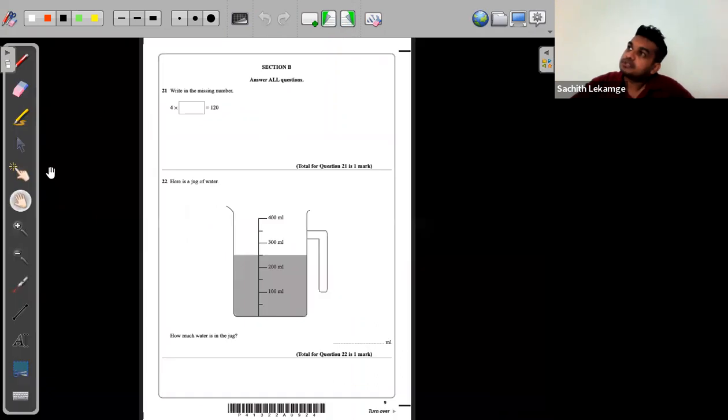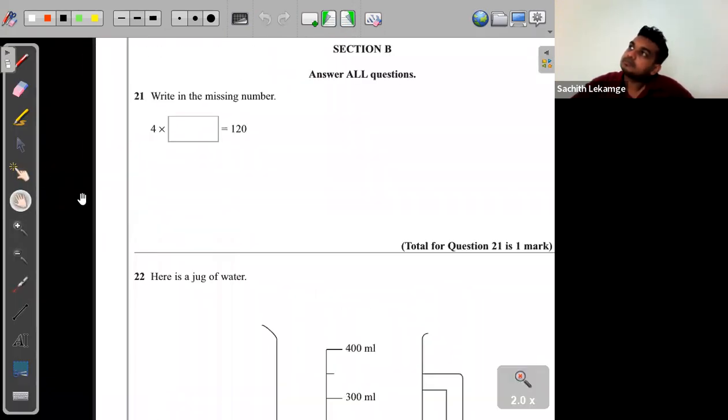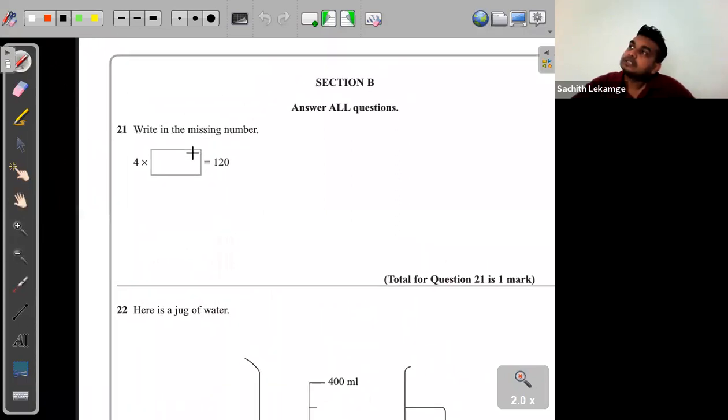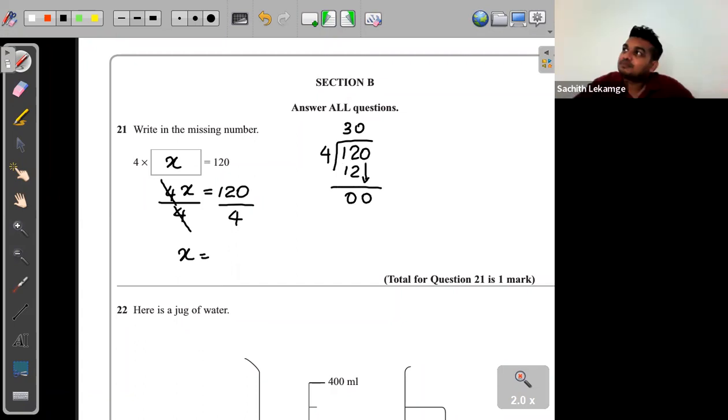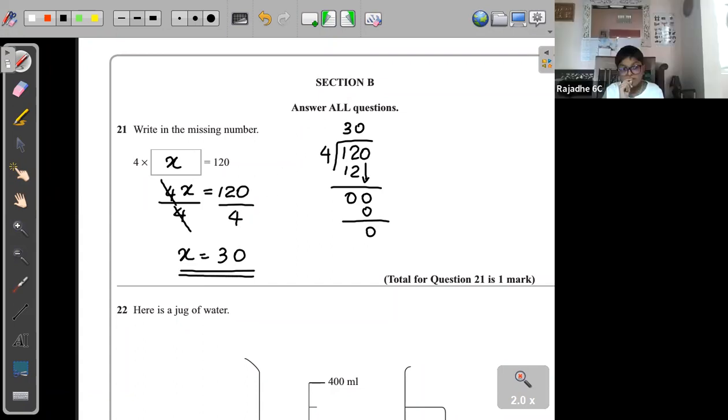Okay. Paper 2. We'll see. Now write in the missing number. Now, we don't know the missing number. I'm taking it as x, the unknown number. So 4 into x, 4x equals 120. In an equation like this, what do we do? Both sides we divide by 4. 4 over 4 cancels. 120 divided by 4 is 30.